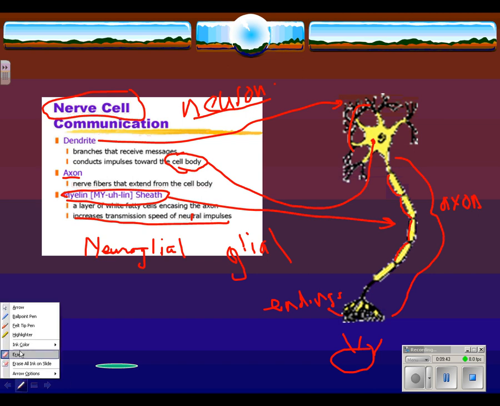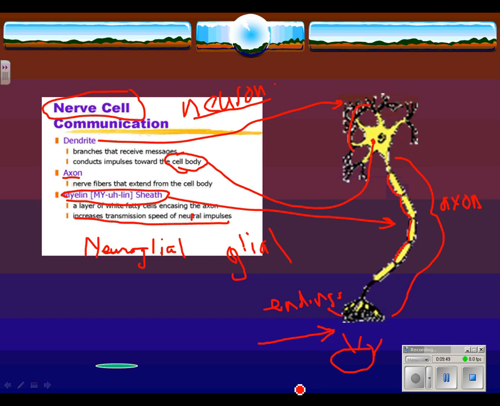The other thing that's not here, this really isn't part of a nerve, but one thing to know is that nerve cells never touch each other. In fact, there's always a space between one nerve cell and the next nerve cell. That space, and you're going to hear about this over and over again in the next couple weeks, is called the synapse.